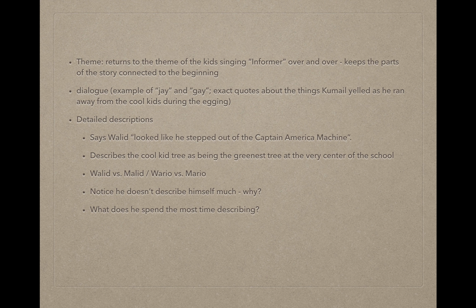So he gives you his example of turning Jay into gay and how when he was in middle school, or late high school, however old he is, he thought that was hilarious. And then also the exact thing that he yells at the kids when he slows down and runs away from them while they're egging him, and he slows down and turns around and says, egg backwards is gay. Are you guys gay? And he wants you to see how painfully dumb that is, right? You know that it's a terrible joke.